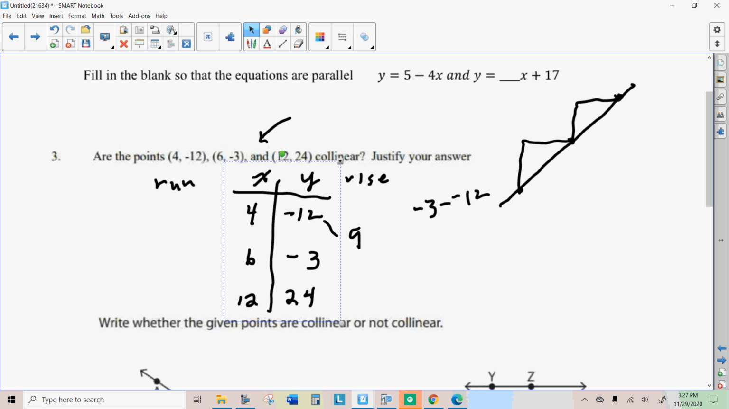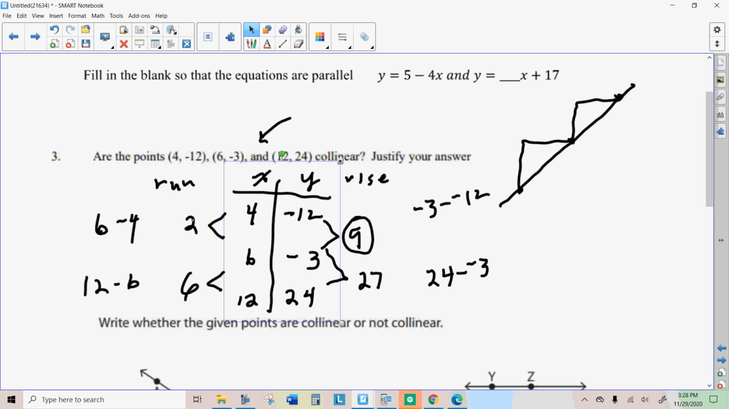So basically what I'm saying, and maybe you can tell this, is that those are going up by 9, and then those are going up by 27. 24 minus negative 3 is 27. Now my run is the difference between 6 and 4, which is 2. 6 minus 4 is 2. 12 minus 6 is 6. So now I need to compare this ratio of rise over run, 9 over 2.